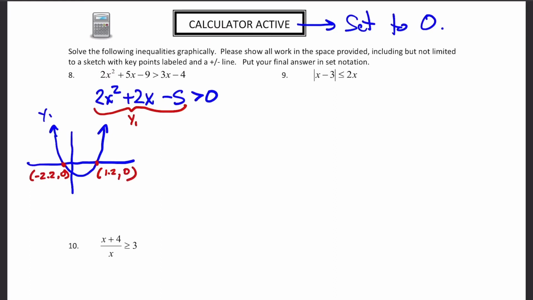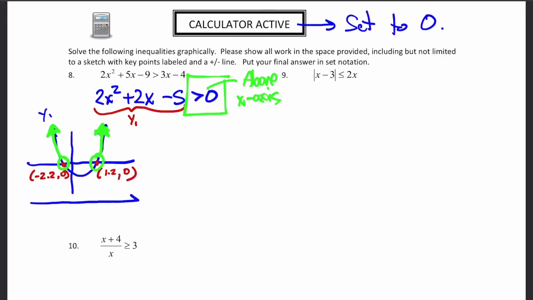Now, what we do next is we interpret the inequality. Greater than 0 means above the x-axis. Well, what part of this graph is above the x-axis? Open circle, that piece is above. Open circle, and that piece is above. So what I'd like you to do now is represent that on a number line underneath. This value is going to be -2.2, and this value here is going to be 1.2. And what do we have? We have open circles, and we're shading the tails.